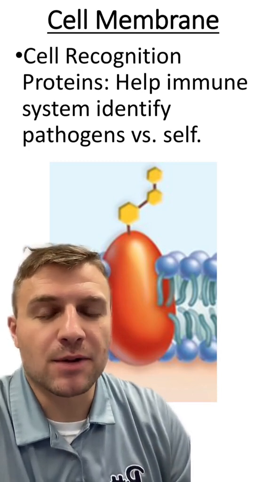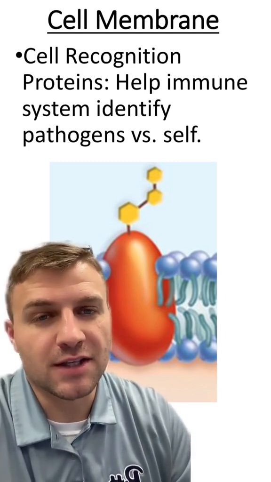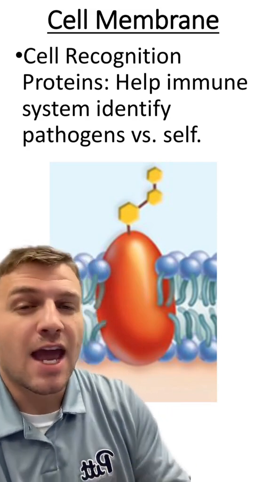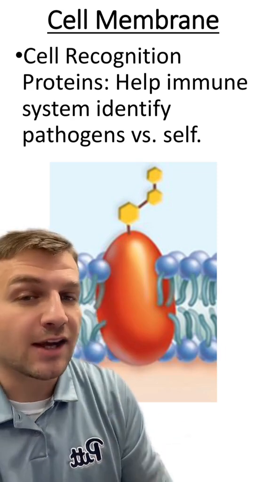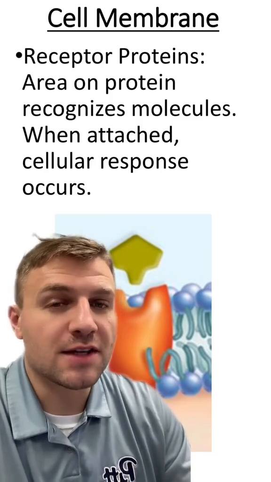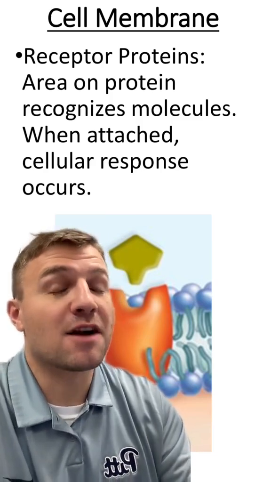The next type of membrane protein is known as cell recognition proteins, and these help cells identify pathogens versus self cells. And you can see this type of protein is known as a glycoprotein because we have a carbohydrate attached to the protein. Receptor proteins are the next type of membrane protein, and they're my favorite.